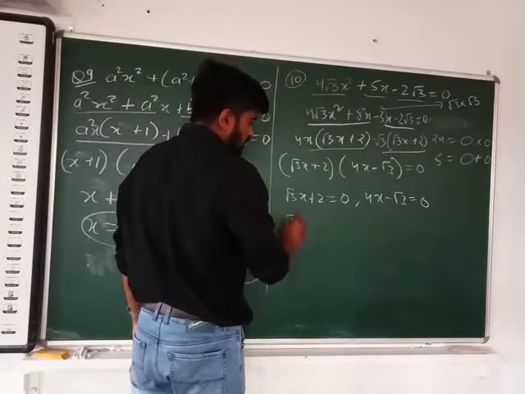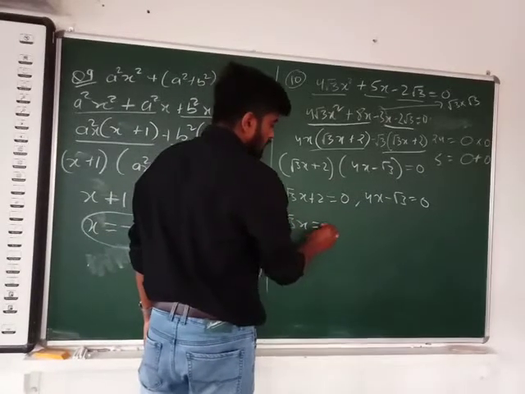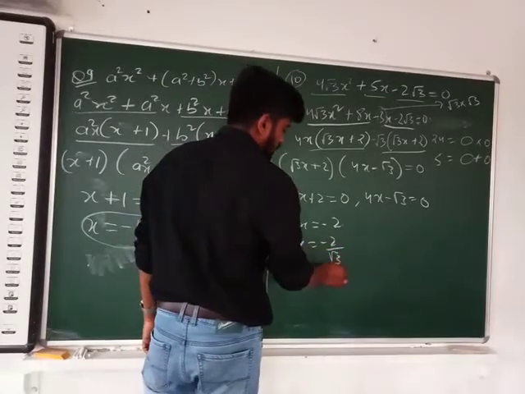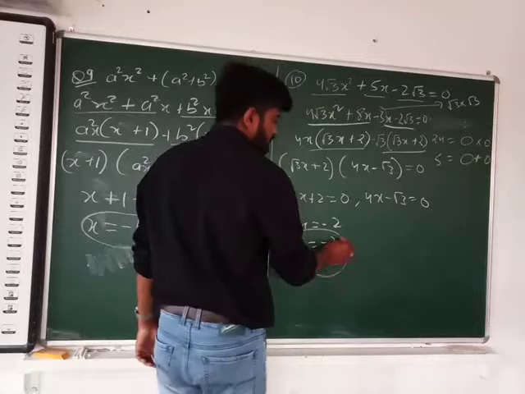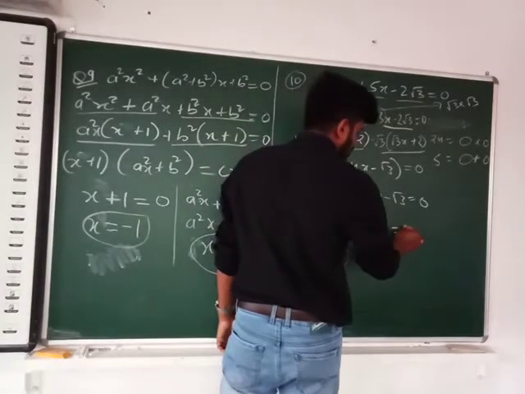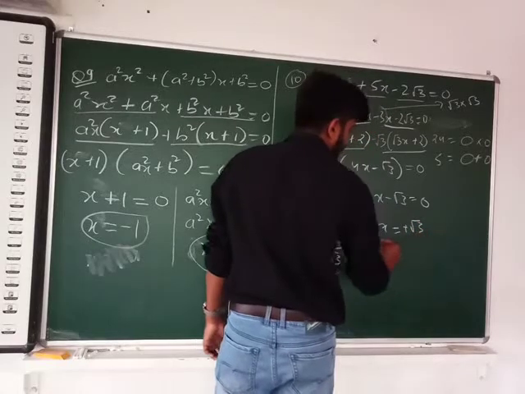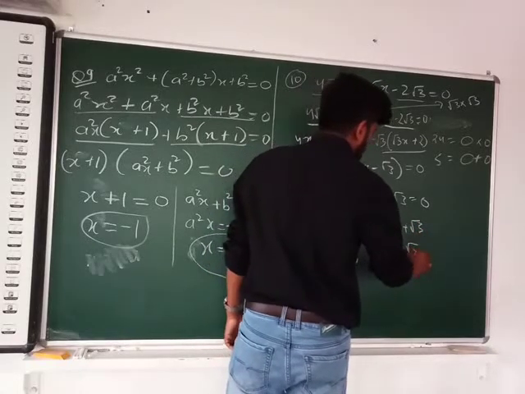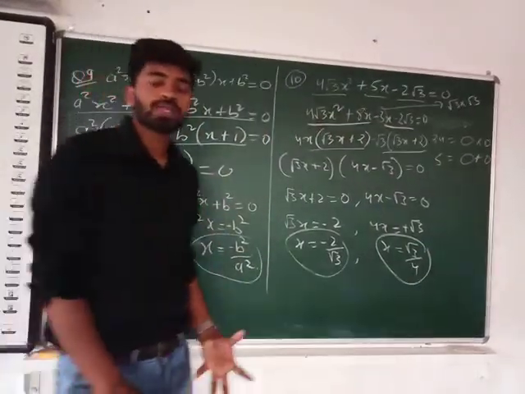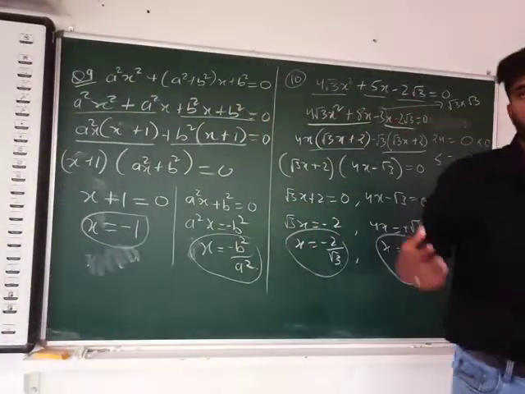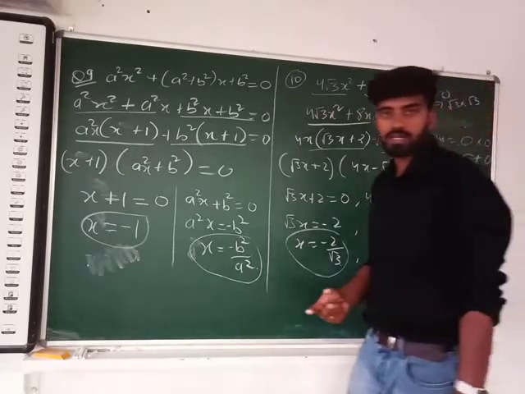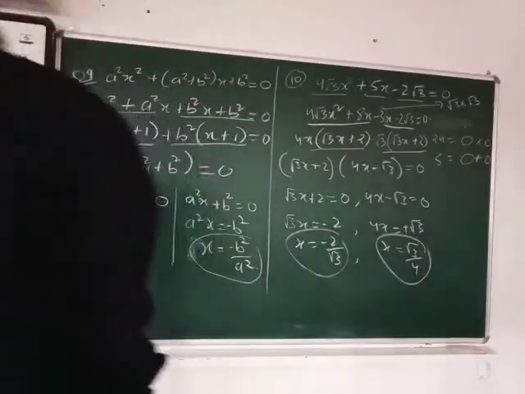So I'll be having root 3 x equals to minus 2 and x is equals to minus 2 over root 3, right? So I got one value, and second one is 4x equals to plus root 3 and then x is equals to root 3 upon 4. So I got two values. So in quadratic equation, I'll always get two values or two solutions of x or two roots of x every time. Okay.